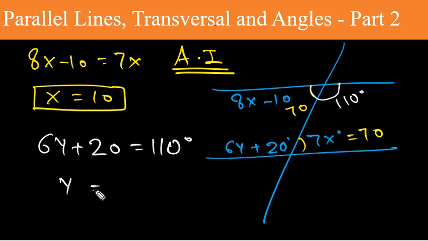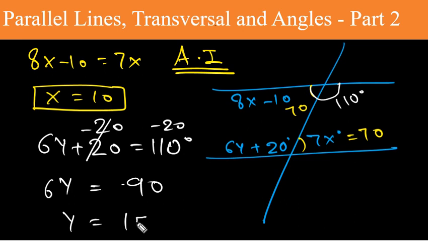Solve this and you will get, you are getting 15. So let me try then. Minus 20, minus 20. 6y is equal to 90, and y is equal to 15. So x is equal to 10, y is equal to 15. This is also alternate interior. Using alternate interior, I tried both the questions.